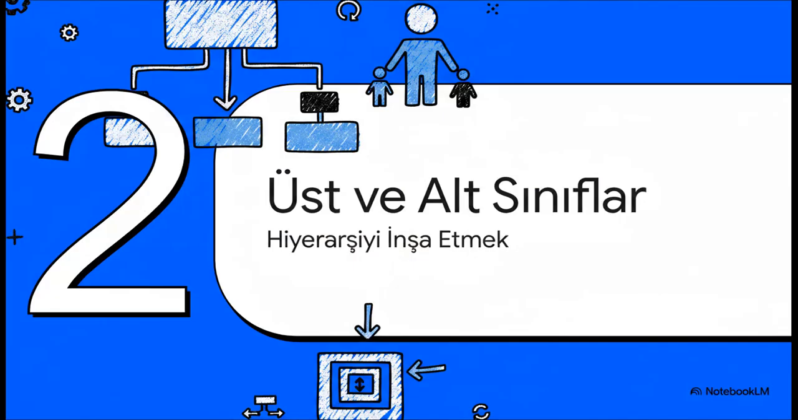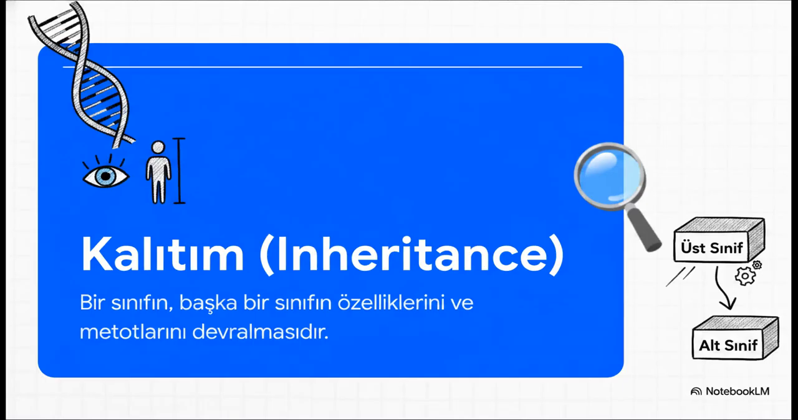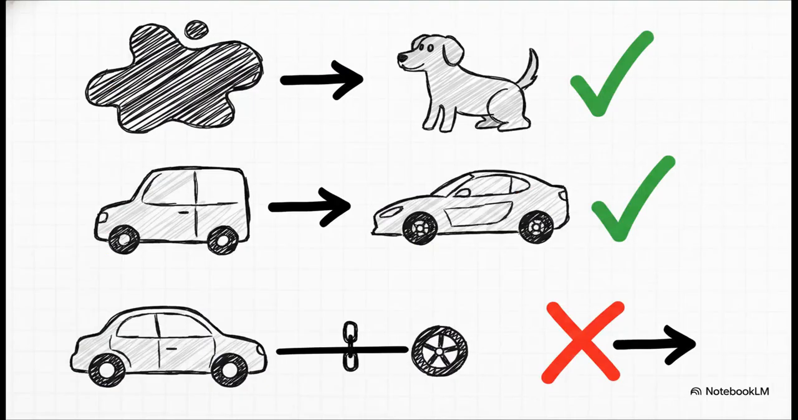Moving right along to part 2, super and subclasses. This is where we build the hierarchy. So inheritance, or kalıtım, as you'll often see it on your Turkish exams, is basically a principle where a subclass receives the attributes and methods of a superclass to maximize code reusability. Honestly, think of it exactly like real-world genetics. Just like you inherit, say, your eye color or your height from your parents, software classes inherit traits. The superclass acts as the parent, setting the baseline rules, and the subclass is the child born with those rules already hardwired in place.